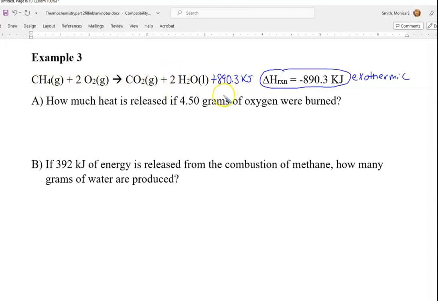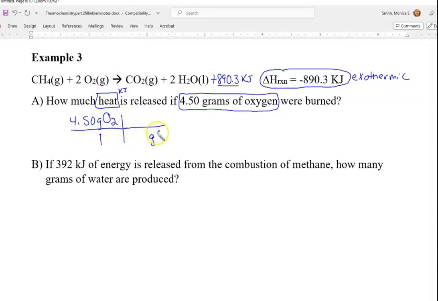And the reason I'm going to do that is because now this big number is like a coefficient. And so in Gen Chem 1, we did this thing called stoichiometry. We're about to do a stoichiometry problem with energy. So we have 4.5 grams of oxygen, and I'm looking for heat. And heat is measured in kilojoules. So I'm going to start with 4.5 grams of oxygen. Oxygen is O2. And the first thing I'm going to do is convert it to the mole.